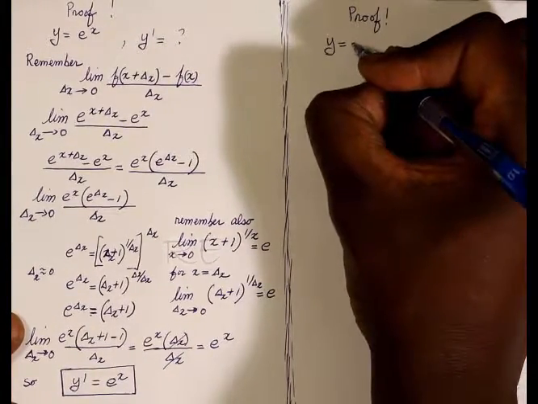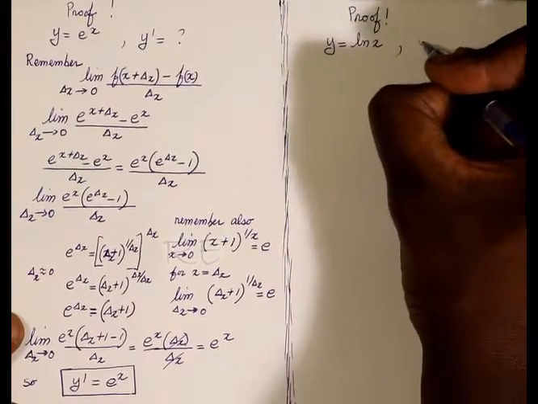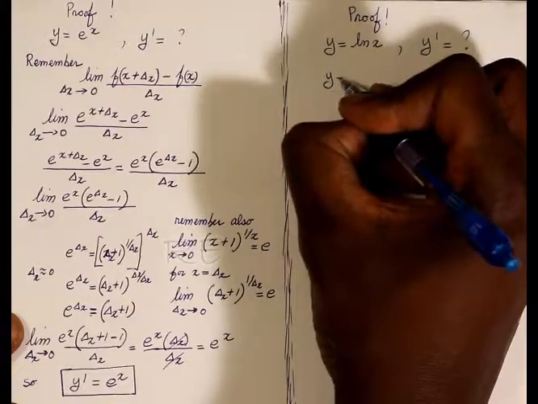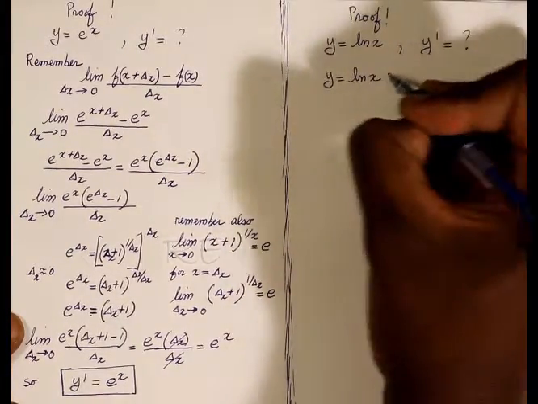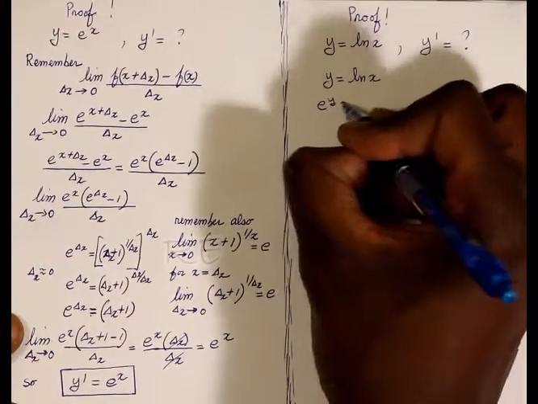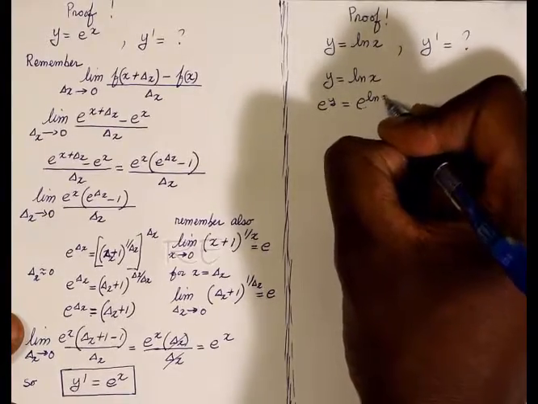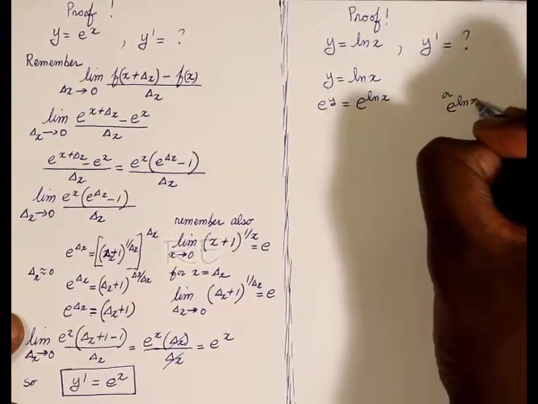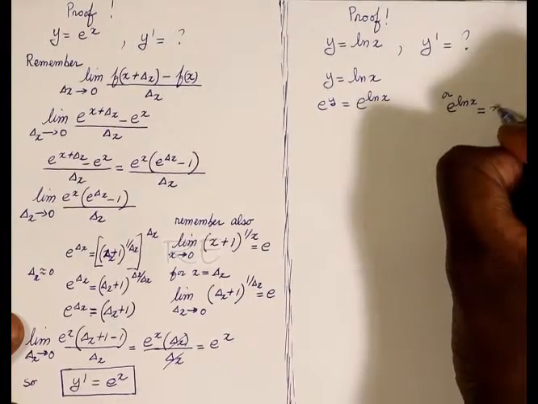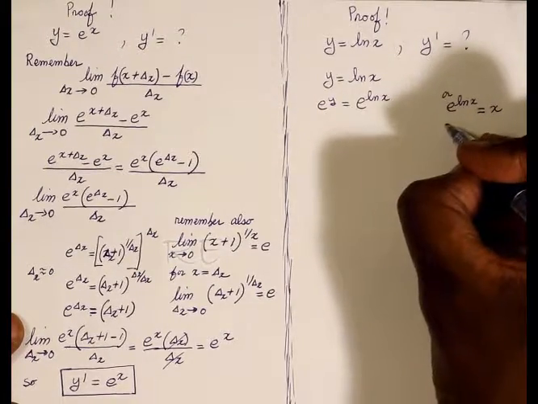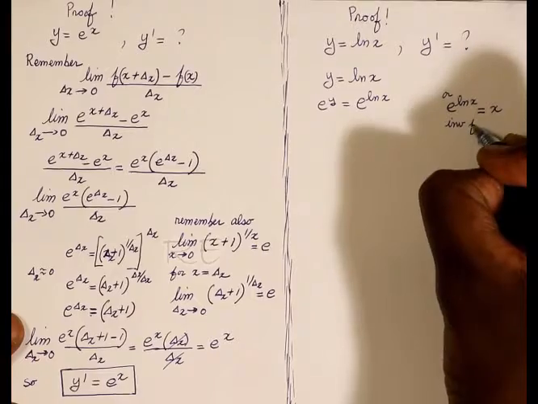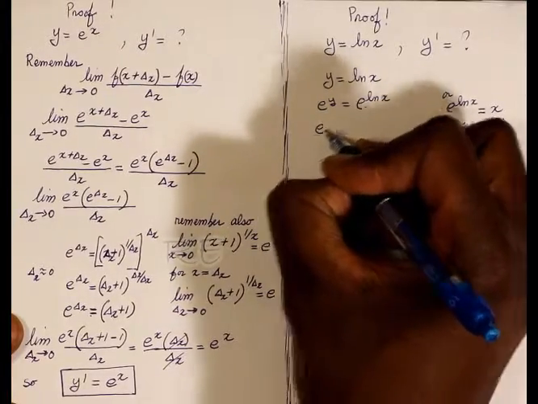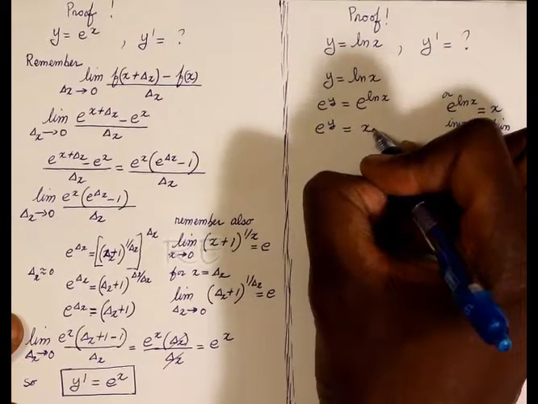The next one will be to prove that if y is equal to ln x, y prime is equal to, well, it's 1 over x, but we put in a question mark. Y is equal to ln x. We're going to take the exponential of both sides. e^y is equal to e^(ln x), and e to the ln x, inverse functions, is equal to x. So basically e^y is equal to x.